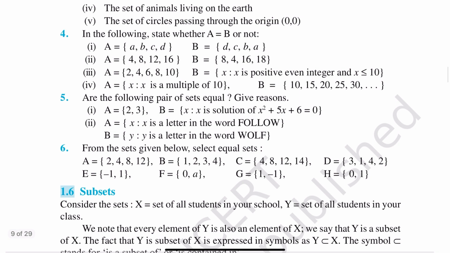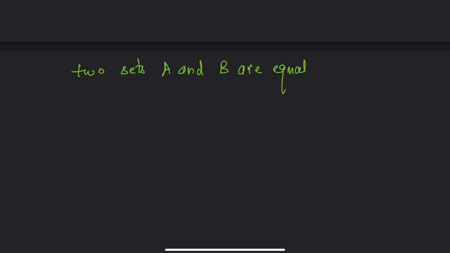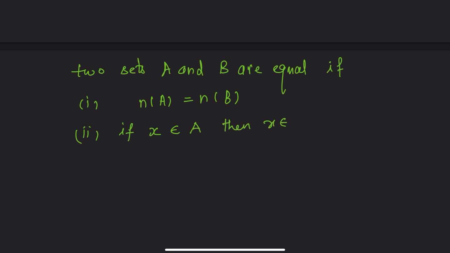Next, in the following, state whether A equals B or not, that is, whether the sets are equal. What is the definition of this? Two sets A and B are equal if there are two conditions. First, the number of elements in A should be equal to the number of elements in B. Second, if x is in A, then x is in B, and vice versa.